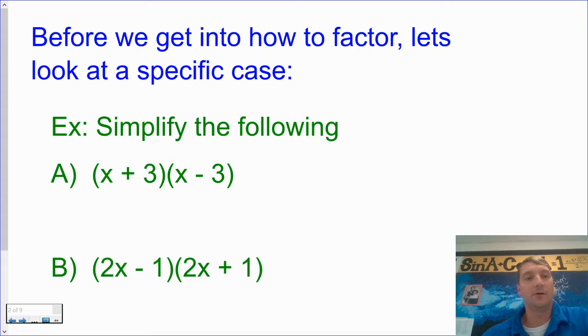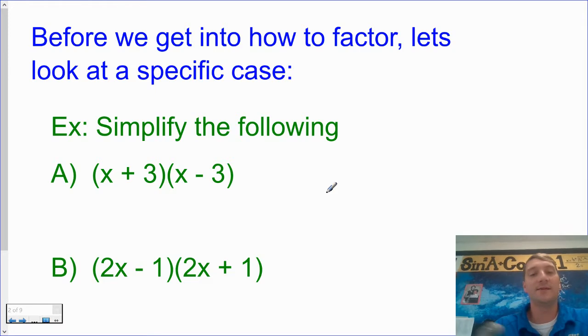A couple things though before we get completely going. Let's talk about simplifying a couple of specific cases you guys learned in Algebra 2. If I do have two different binomials and I'm breaking it down and simplifying, meaning I'm getting rid of the parentheses. Now remember, factoring is the opposite. It's taking something and putting it in parentheses.